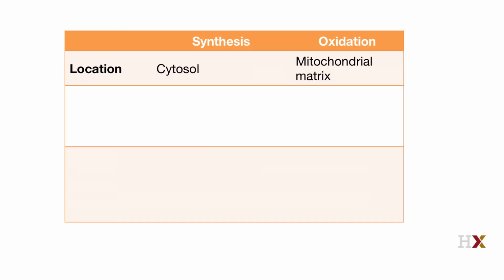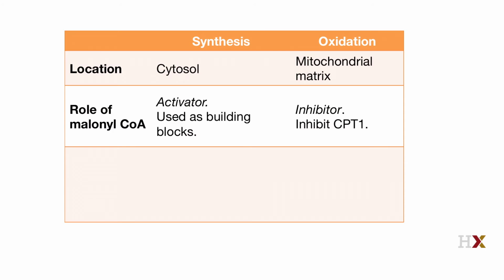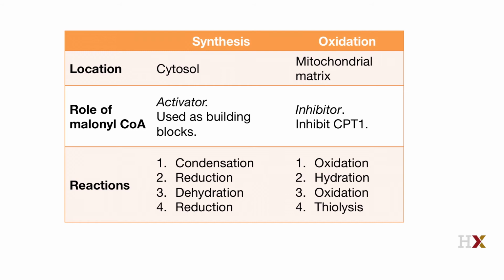In summary, fatty acid synthesis and beta oxidation happen in distinct cellular locations: synthesis in the cytoplasm, beta oxidation in the mitochondrial matrix. Malonyl coenzyme A plays an important role in both processes. It promotes fatty acid synthesis by providing the needed 3-carbon blocks. It inhibits beta oxidation by repressing CPT1 and blocking the acyl carnitine shuttle. Finally, both processes involve multiple rounds of 4 sequential reactions, which add during synthesis or remove during beta oxidation 2 carbon groups at a time.